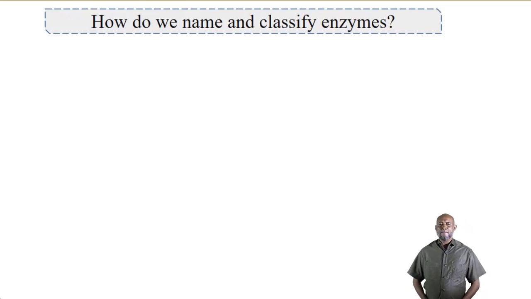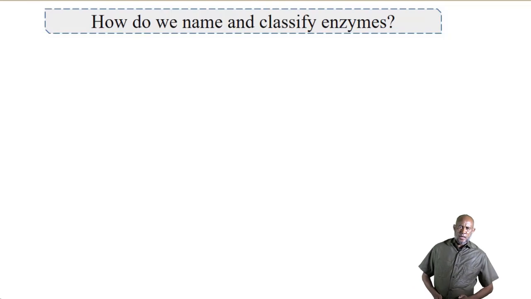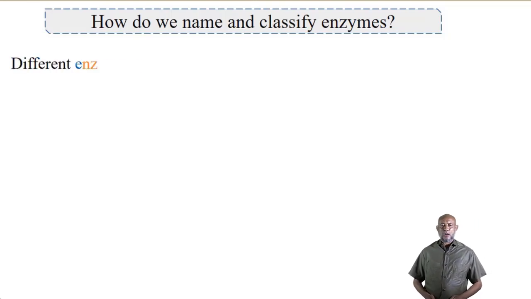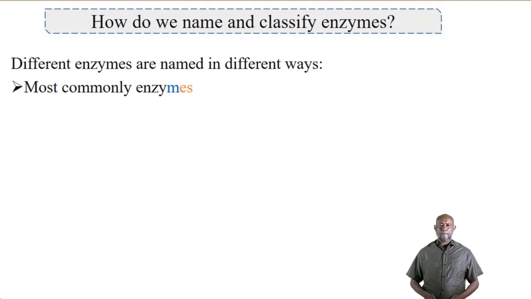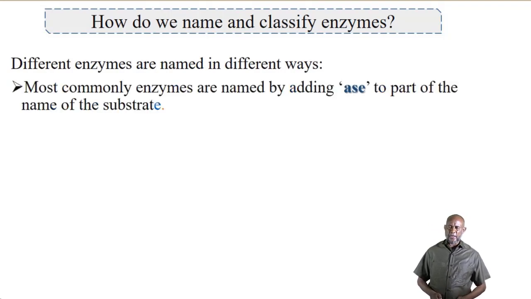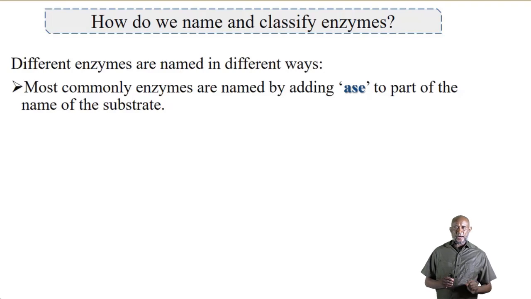How do you name and classify enzymes? Different enzymes are named in different ways. Most commonly, enzymes are named by adding "-ase" to part of the name of the substrate, meaning that some enzymes are commonly named by adding "-ase" to the substrate they catalyze.